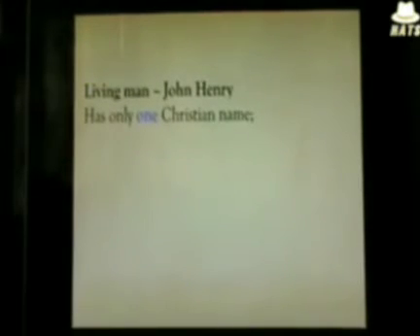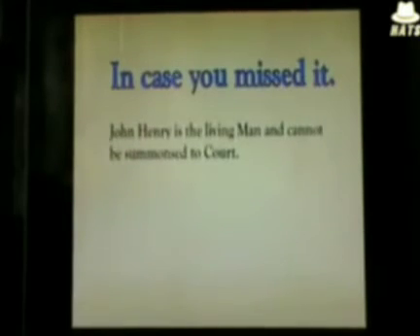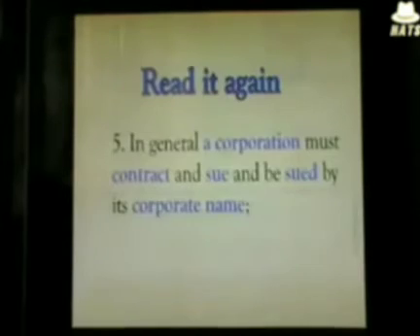The living man, John Henry, has only one Christian name. The artificial name, John Henry Doe: in general, a corporation exists by contract, sues and is sued by its corporate name. In case you missed it, John Henry is the living man and cannot be summoned to court. The court is where John Henry Doe, the corporation, goes to fight other corporations. So the moment that you fail to rebut, you become the corporation, John Henry Doe.